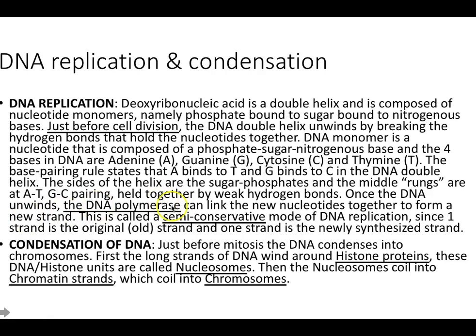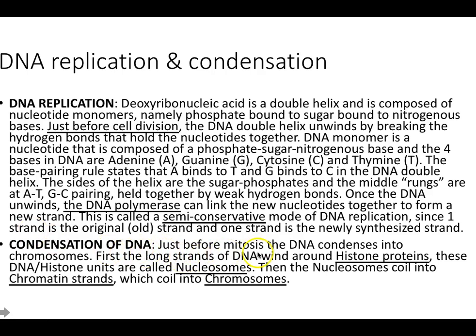This type of replication is called semi-conservative, since one strand is the original, or the old strand, or the conserved strand, and the other one is the newly synthesized strand. Okay, that's replication. Now we got to coil the sucker and condense the sucker to make chromosomes so you can see them in mitosis. That's called condensation.